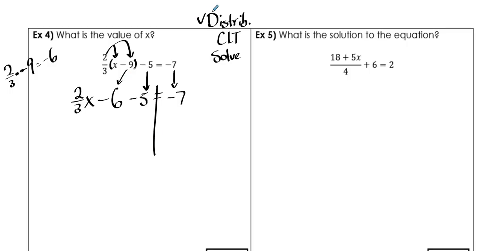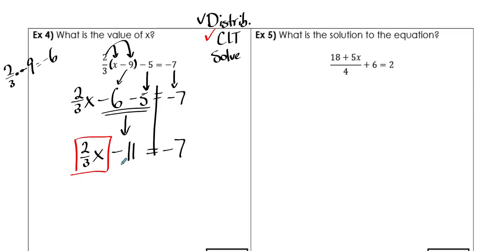So I distributed. Now I'm going to combine like terms. This has an x. That can't combine with these two, but those don't have x's. So those can combine to make -11. So I combine like terms there. Now I'm going to start solving it, which means I'm going to box that x term and deal with the thing that's on the outside of that box.